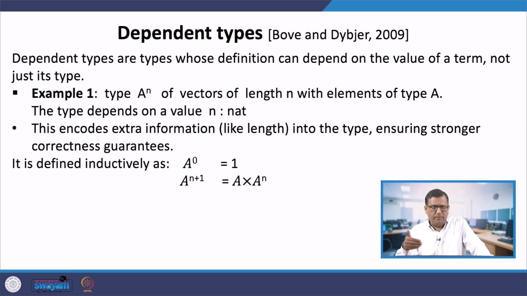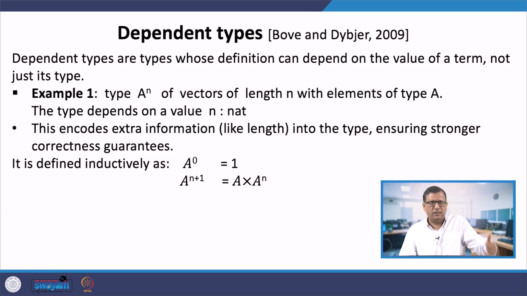Now this type A to the power of n, we can give an inductive definition. So we can say A to the power of 0 is some unit, we can write that in that language form. A to the power of n plus 1, recursively, we are writing A times A to the power of n. Another nice thing with dependent types is that we can give an inductive definition with it.